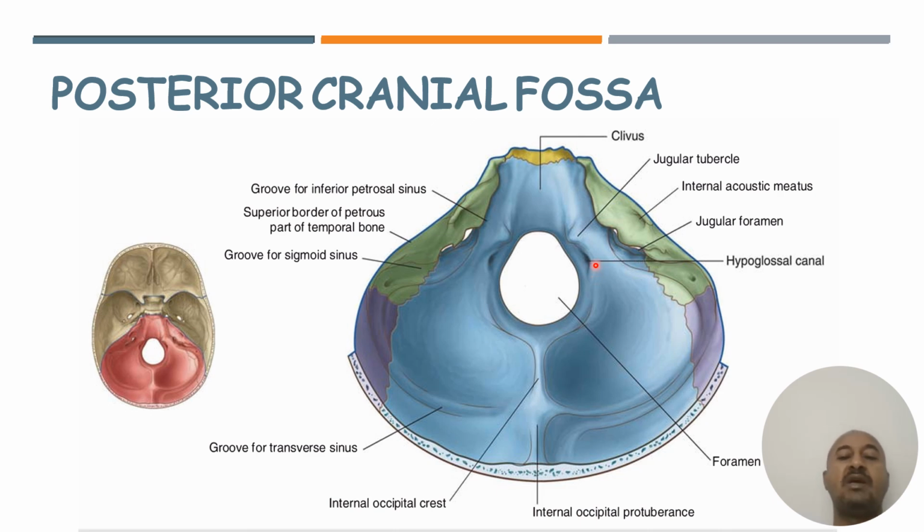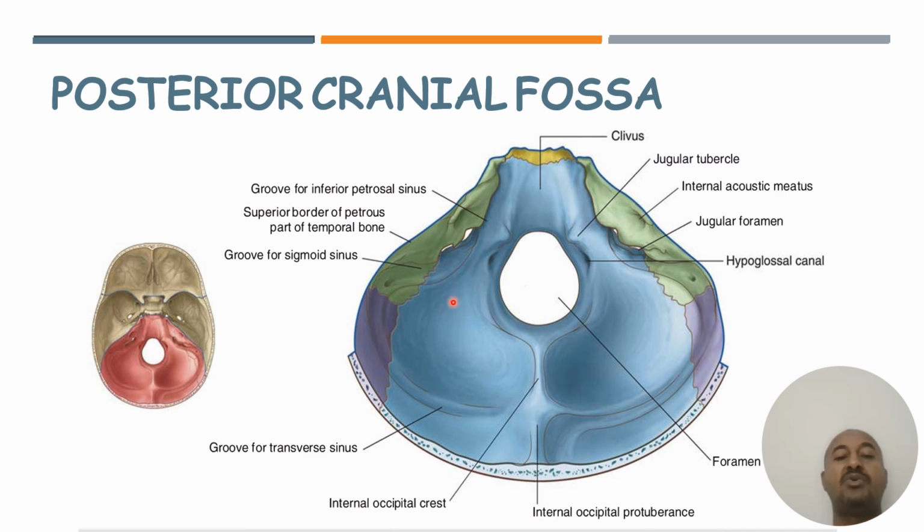Okay. More laterally here and here we have an opening in the petrous part of the temporal bone. This opening is called the internal acoustic meatus. Okay? The internal acoustic meatus allows the passage of the facial nerve, the seventh cranial nerve, the vestibulocochlear nerve, which is the eighth cranial nerve, and labyrinthine vessels, labyrinthine artery and vein. So these are all the structures passing through.